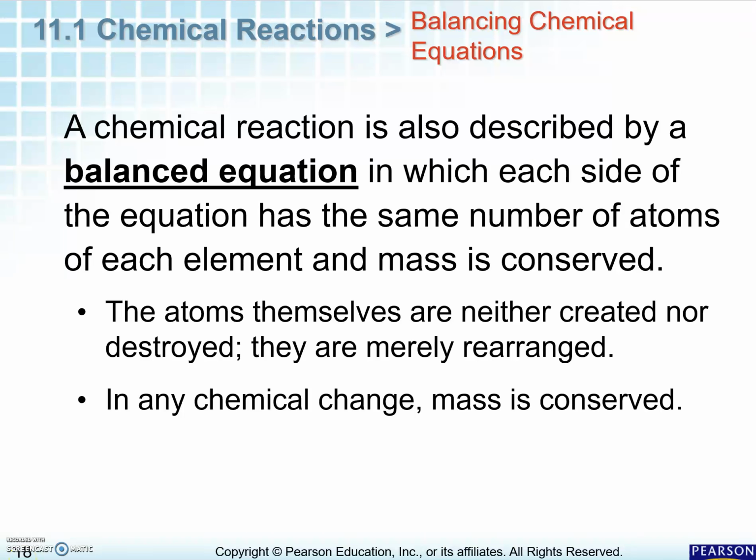Okay, now that we know about skeleton equations, we have to also balance them. So we need to make sure that there are the same number of atoms of each element on the left side, also known as the reactants, and the product side, or the right side of that arrow. Because you cannot create or destroy mass, you have to make sure it is conserved, meaning that on the left side, you have the same number of each element as you do on the right side.